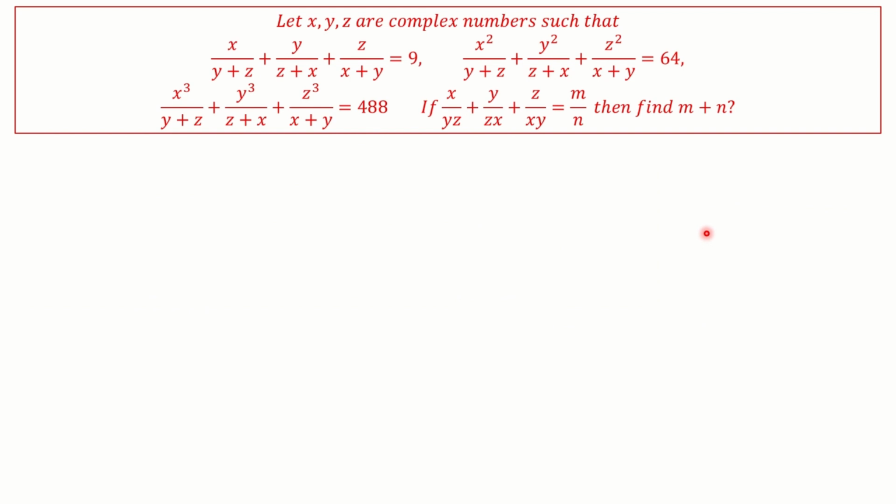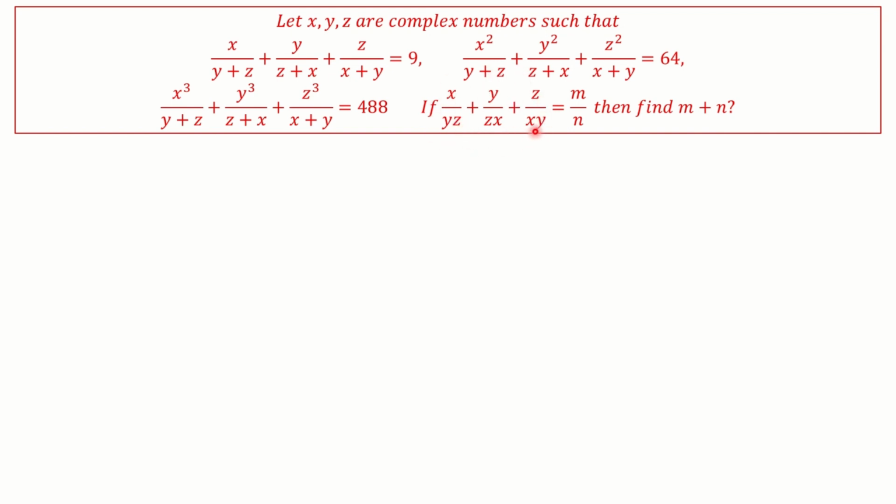Let x, y, z be complex numbers such that three equations are given here. If you see, all the denominators are the same, and only the numerator changes. Here each term is x, y, z. Here each numerator is x square, y square, z square. Here it is x cube, y cube, z cube. Now we need to find the value of this in terms of m by n and then find m plus n. So our first target is to find this value.